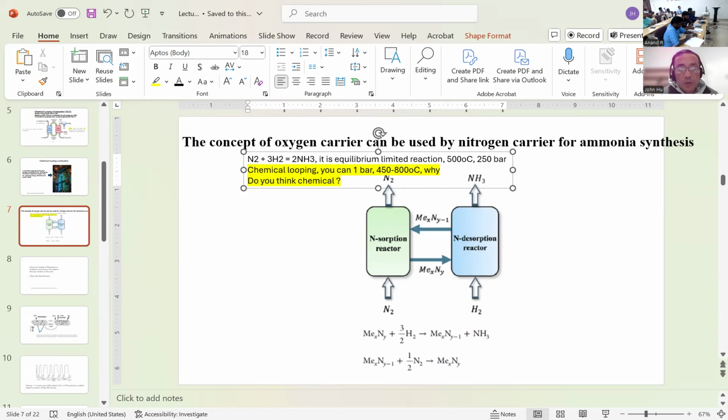Chemical looping ammonia synthesis is called, remember, CLAS in the literature. It's called chemical looping ammonia synthesis, either called CLAS or the CLAS. Do you think CLAS... Two questions. Chemical looping, why can you operate at low pressure? And do you think the CL is subject to equilibrium limitation? Let's discuss.